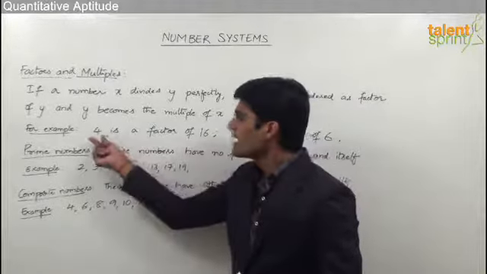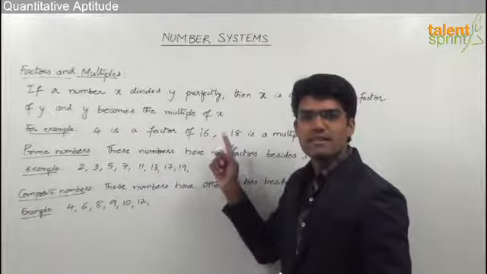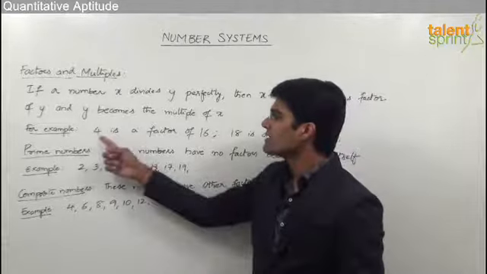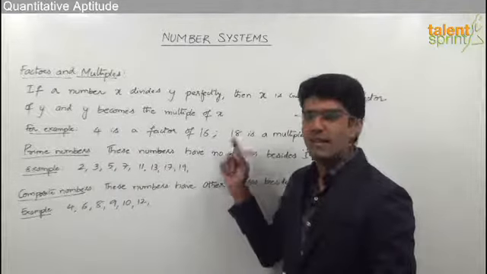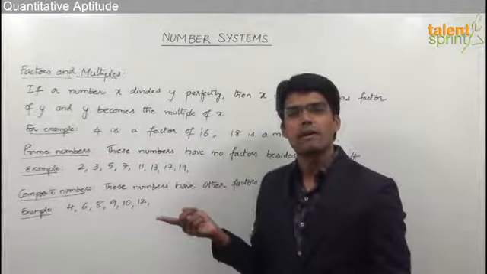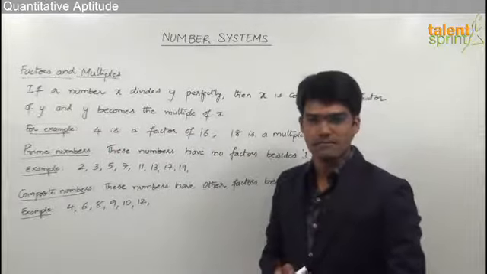Why? Because 4 can divide 16 exactly. 16 by 4 is equal to 4. The remainder is 0. So that is the reason 4 is considered to be a factor of 16. And hence 16 becomes a multiple of 4. Why? Because if x is a factor of y, y has to be the multiple of x.